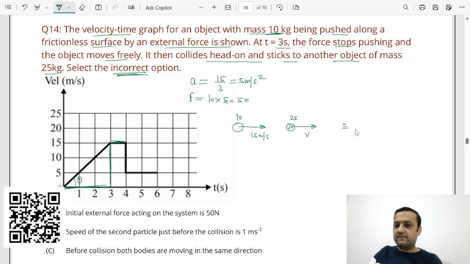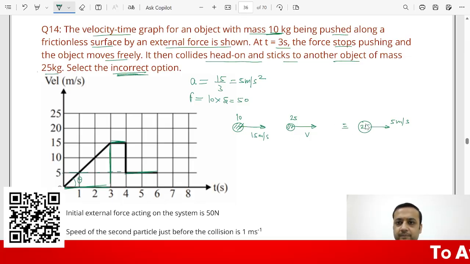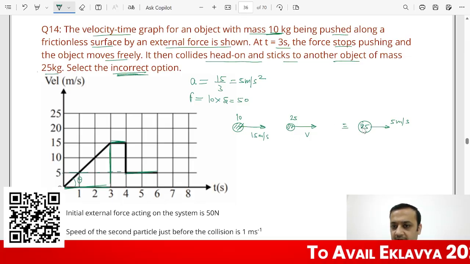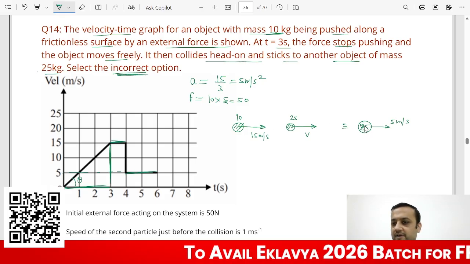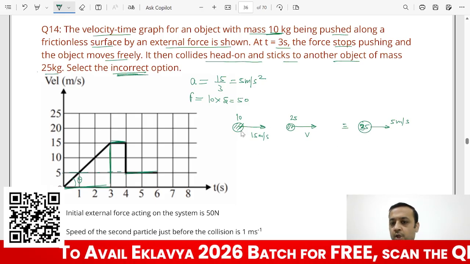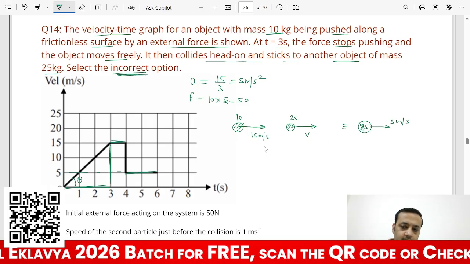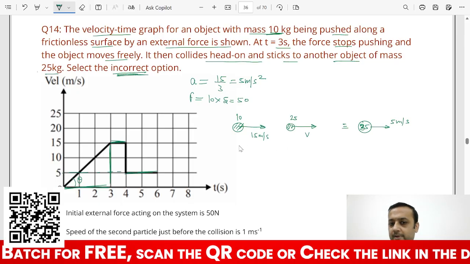Now this 10 kg will collide with the 25 kg, and after the collision both of them will stick and you will get a single particle whose velocity, after 4 seconds, has become 5 meter per second. That means the total mass is also moving at 5 meter per second because they have become a single particle. I'm so sorry, this will become 35 kg, not 25 kg. 10 plus 25 is 35.